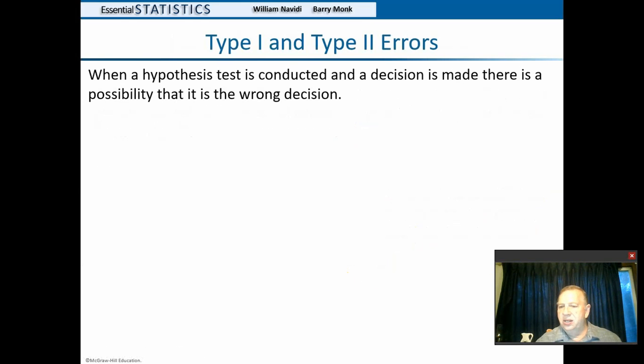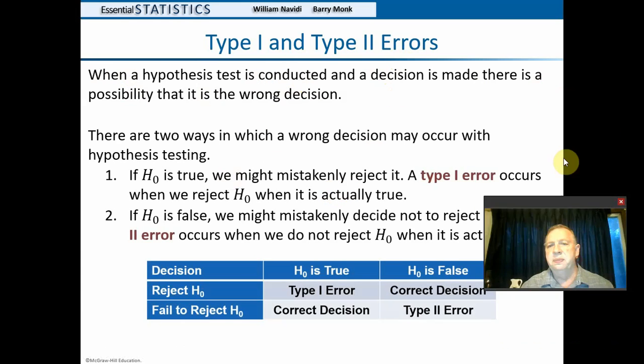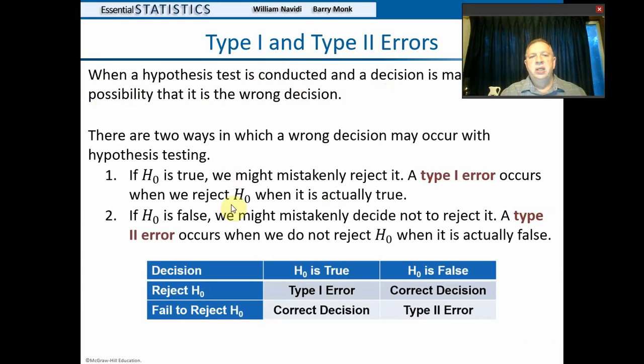So there's always a possibility that we can find ourselves in an error situation. When we do a hypothesis test and make a decision, there's a possibility that it is wrong. Let's take a look at what this means. There are two ways that we can make a wrong decision. H0 is true, but we reject it. So it was true, we went through the test, and we rejected it. This is called a type 1 error. We didn't know, we made our decision, and it was wrong. That's a type 1 error.